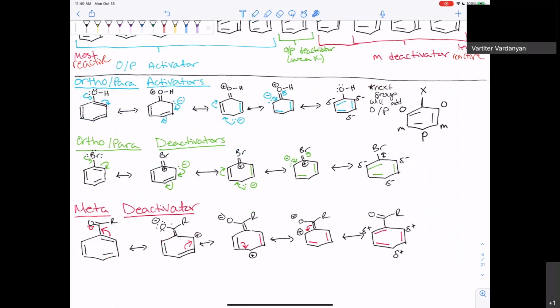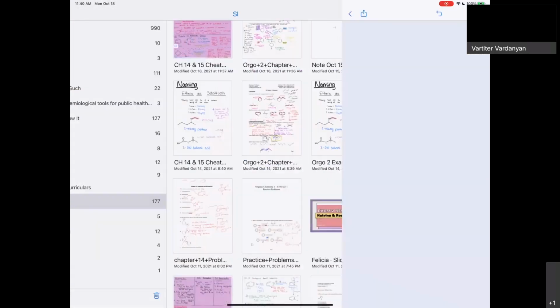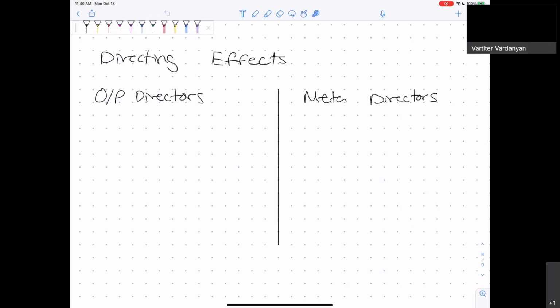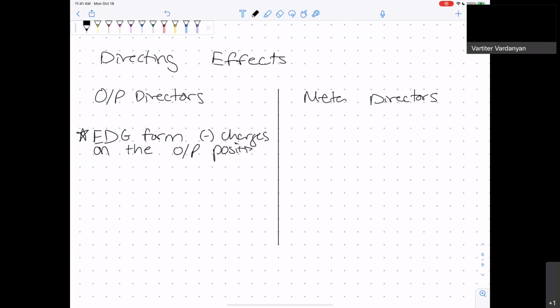Now the second thing, also, I lied. We're going to go back here to the notes. And what I want your main takeaway from that to be is electron donating groups form negative charge on the ortho para positions, and that makes them more nucleophilic.